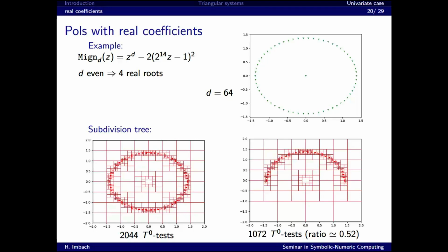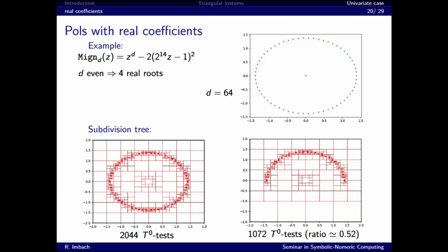And it allows to reduce the number of discarding tests that are performed in the clustering algorithm. And the fewer real roots a polynomial has, the more important this improvement will be. So for instance, with a Mignotte polynomial of degree d, when d equals 64, the roots are drawn here. When d is even, it has only 4 real roots. And here I draw the subdivision trees without the improvement and with the improvement.